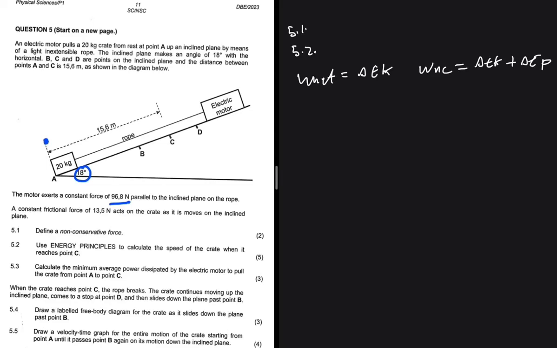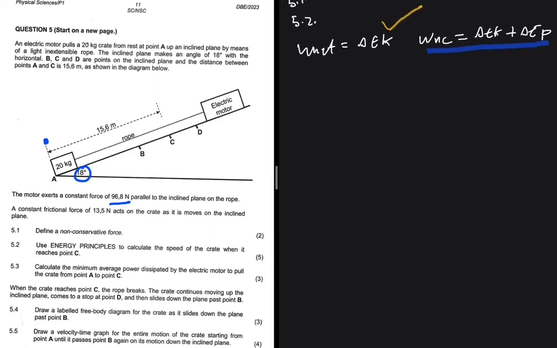So let's just go ahead and solve it using the first formula. I've actually solved it using both, so if you try this formula, it should also work. If we use that formula, we're going to get F net multiplied by delta x multiplied by cos of theta equals a half m vf squared minus a half m vi squared. Now we can find the F net so that we can find vf ultimately.